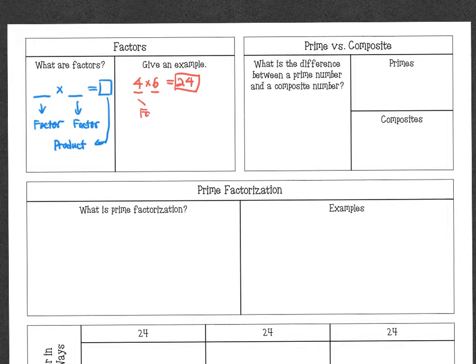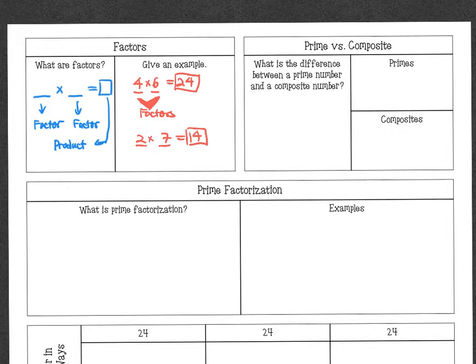So these are factors right here. I'm not doing a great job with my arrows here. There we go. That looks a little bit better. 4 is a factor, 6 is a factor. 2 times 7 equals 14. 14 is called a product, but here's a factor, here's a factor. 2 and 7 are factors.